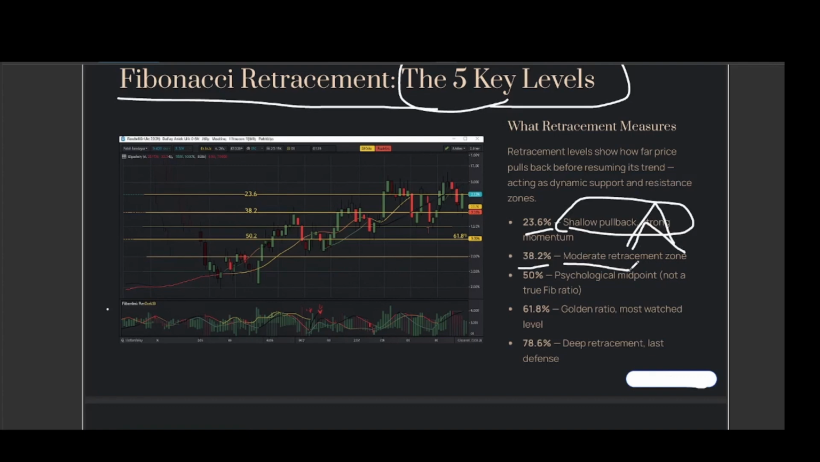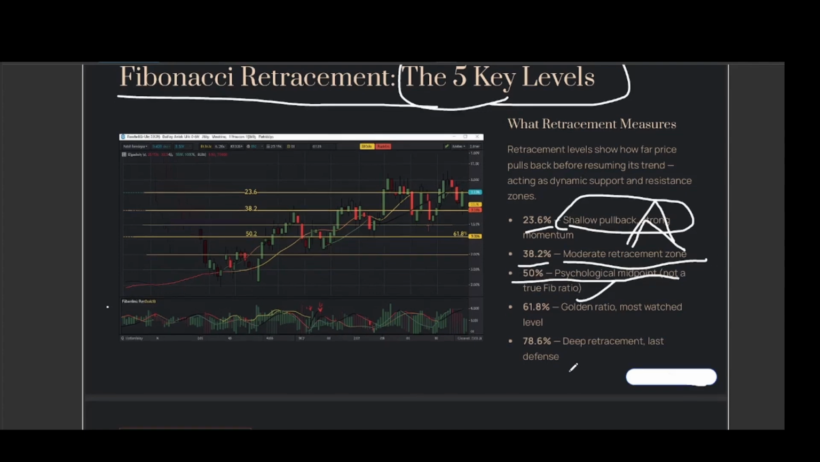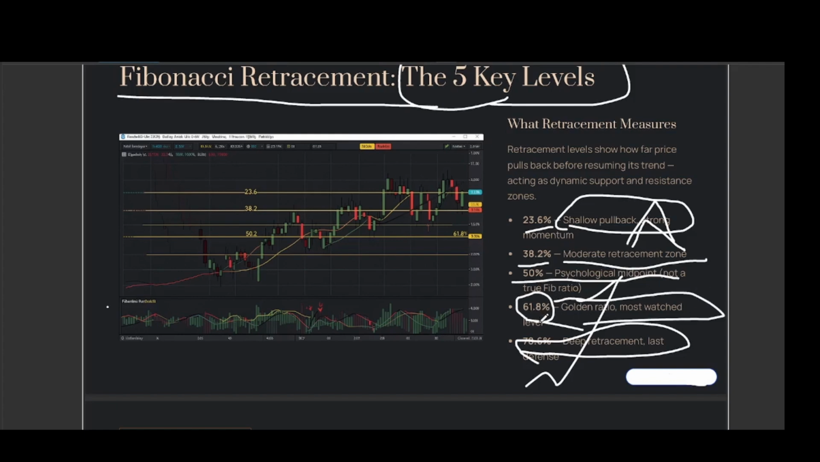38.2 is a moderate retracement zone. 50 is a psychological midpoint. Not the true Fibonacci ratio, but it is a psychological midpoint, so traders generally trade based on 50% returns also. Then 61.8 and 78.6. 78.6 is generally avoided because this can be a sign of market reversal as well. But 61.8 is the golden zone. It is the golden ratio. Most traders trade this level.